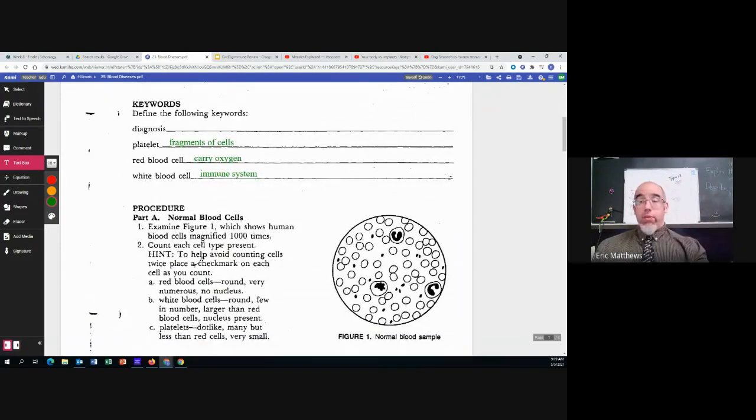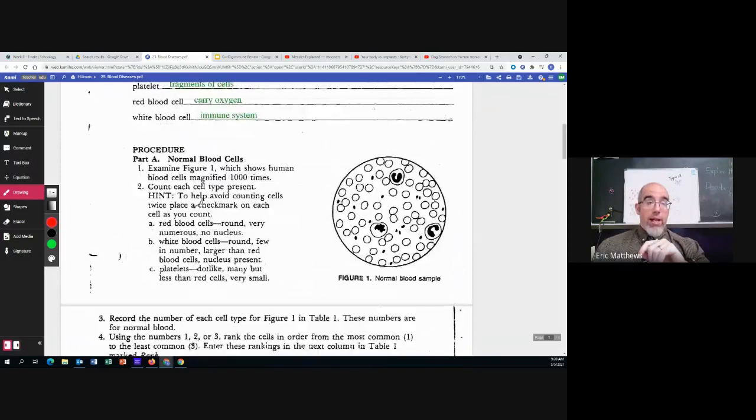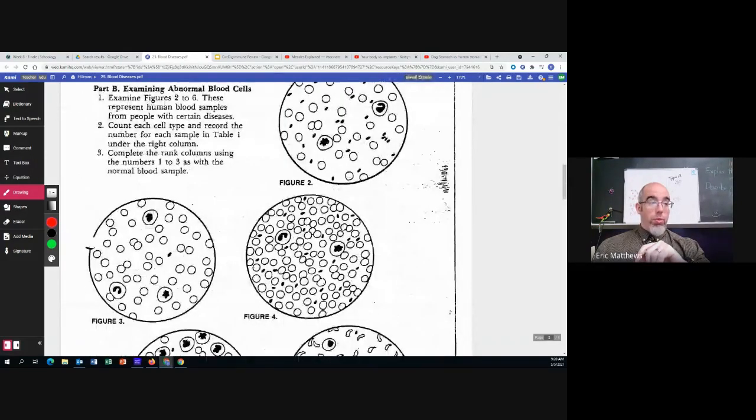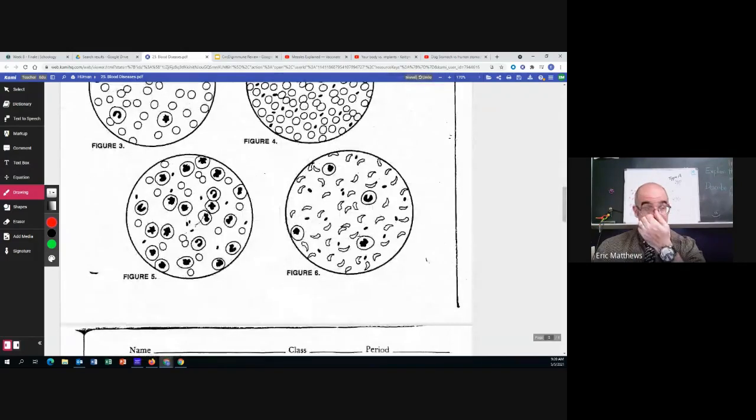All right, now what are we going to do? It says down here for our procedure, examine figure 1, which shows human cells magnified 1,000 times right here. This picture right there. Now it says count each type of cell present. This can get tedious and time consuming. I suggest work with somebody, share data, because ultimately you are going to need to count not just figure 1 but then you're going to need to do 2, 3, 4, 5, and 6. That could be a lot of counting. If you don't mind it, great, because you can go through it pretty quick.